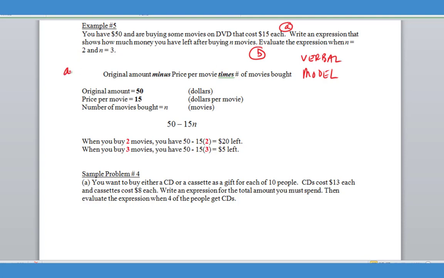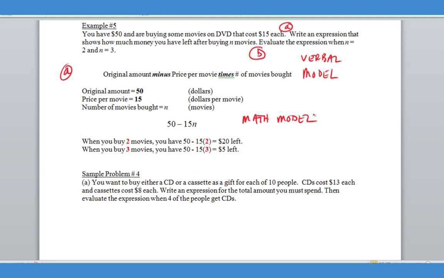And so of course we're writing an expression, but we want to write a mathematical expression. And so if we take the words and replace them with numbers and variables, then we can convert that to a math model. And so it's always a good idea to write a mathematical model anytime you're doing a word problem or an application problem. Now, it just so happens that in this case, the mathematical model is the expression. So our algebraic expression is $50 minus 15 times the number of movies that we've bought.